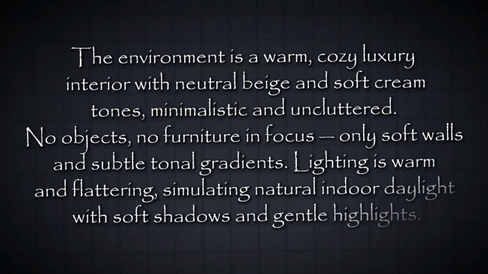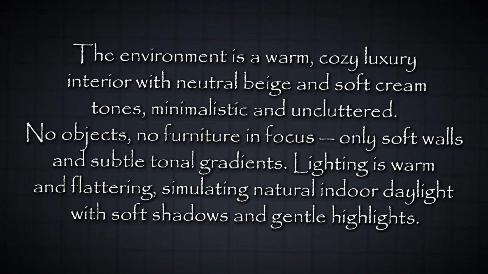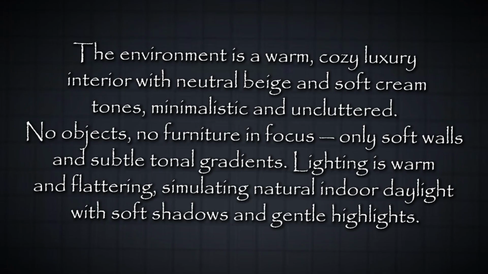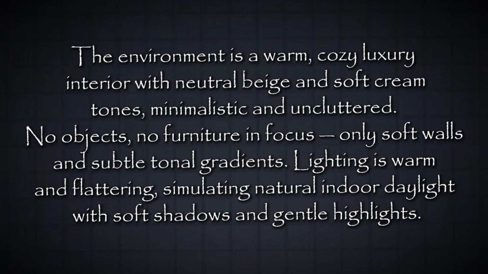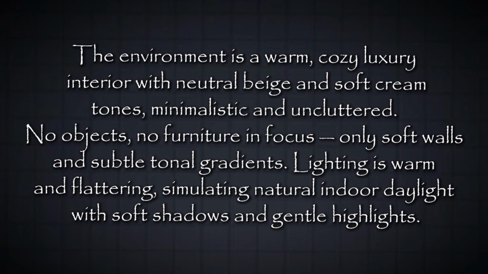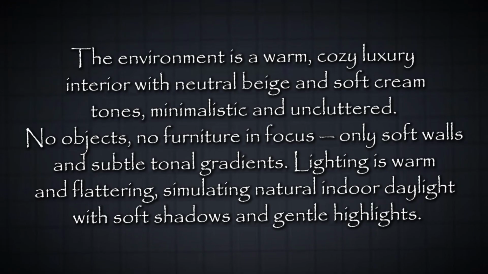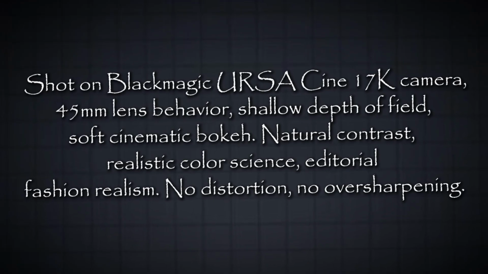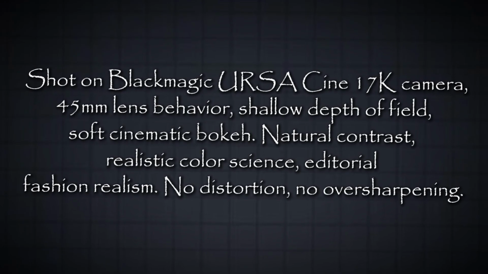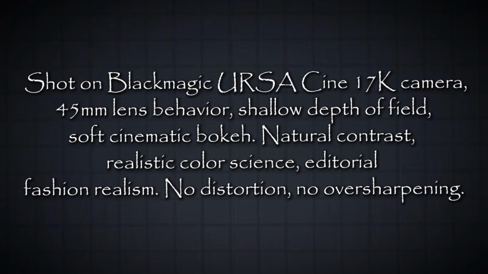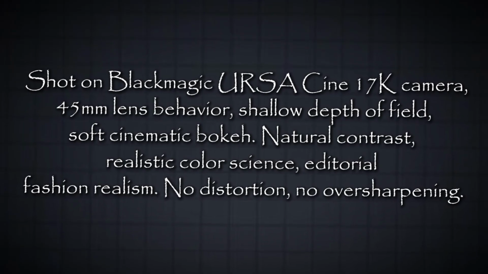The environment is a warm, cozy luxury interior with neutral beige and soft cream tones, minimalistic and uncluttered. No objects, no furniture in focus, only soft walls and subtle tonal gradients. Lighting is warm and flattering, simulating natural indoor daylight with soft shadows and gentle highlights. Shot on Blackmagic Ursa Cine 17K camera, 45mm lens behavior, shallow depth of field, soft cinematic bokeh, natural contrast, realistic color science, editorial fashion realism, no distortion, no over-sharpening. Generate, and look at that realism.